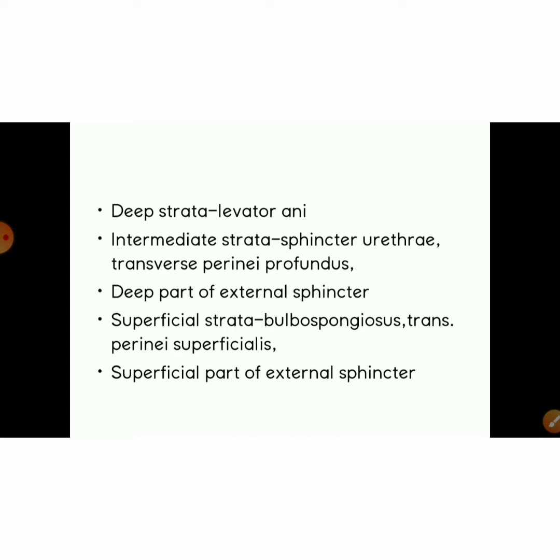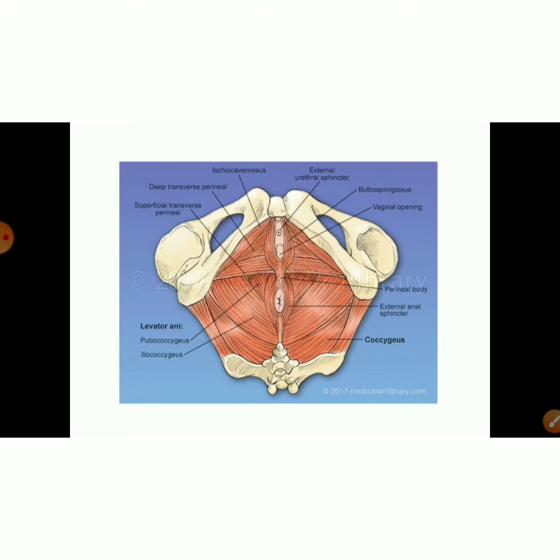From the deep strata, it will get insertion from the levator ani. In the intermediate strata, it gets insertion from the sphincter urethrae and transverse perineae profundus and deep part of the external sphincter. In the superficial strata, it gets insertion from the bulbospongiosus, transverse perineae superficialis, and superficial part of the external sphincter. So here you can see the perineal body. Okay, so you can see the insertion of the above said muscles.